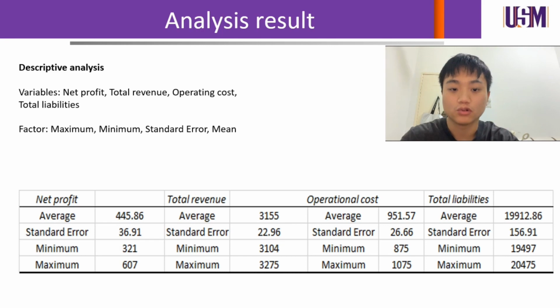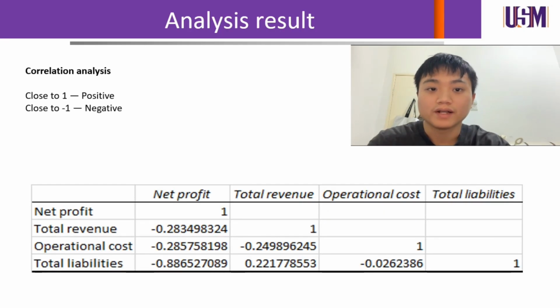Next is the total revenue. The mean value is 3,155. It's showing that the company's overall revenue scale is stable, and the standard error is 22.96. It means that the revenue does not swing very much. And the difference between the maximum and minimum value is 171, which means that the company's revenue level is basically close to each quarter. Here is the correlation analysis.